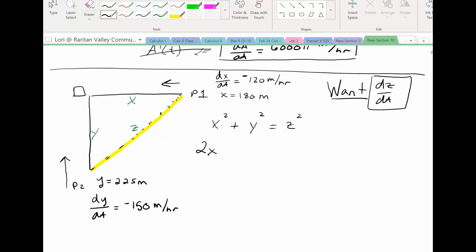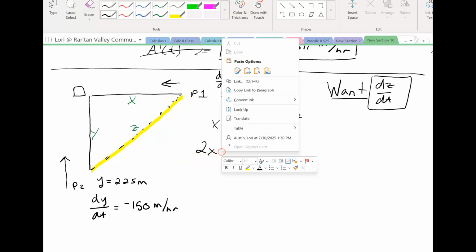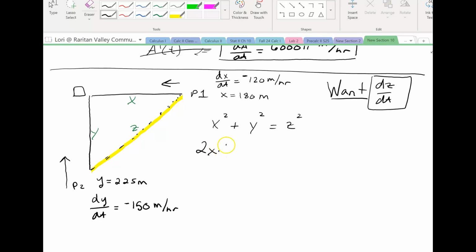But we are differentiating with respect to t, so you have to put 2x times dx/dt. Same as y. Use your power rule. It's 2y. Oh, but that's going to be times dy/dt. Every single one of these related rate problems has a dt in the denominator. Remember that. And then 2z dz/dt.